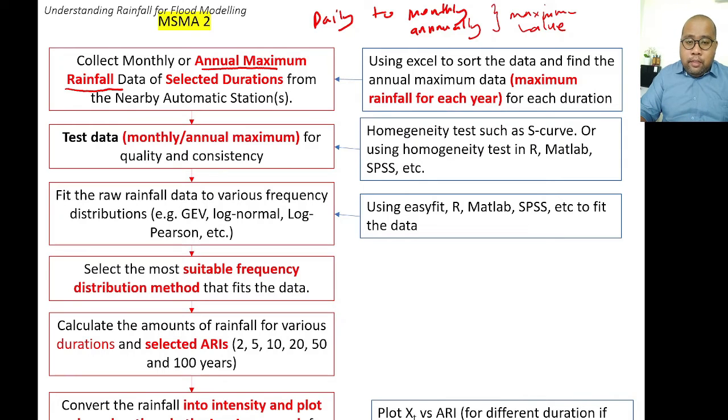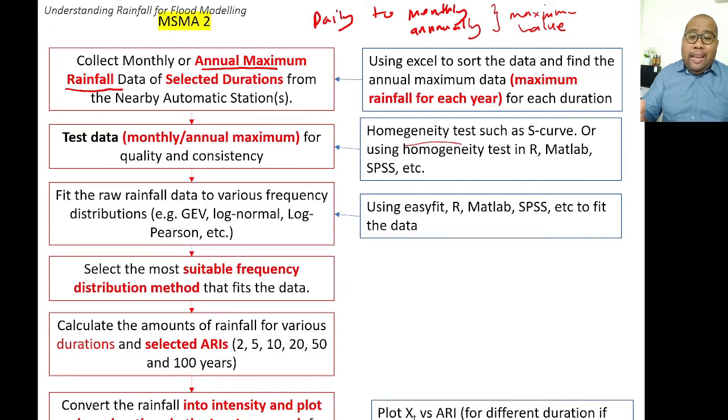After you aggregate, you need to test the data for quality and consistency. That means you need to check whether the data is homogenized or not. Homogenized means your data cannot be questioned, that it is real data. Because there are cases where suddenly your data fluctuates, maybe due to a measurement error, for example. So we need to have a homogeneity test.